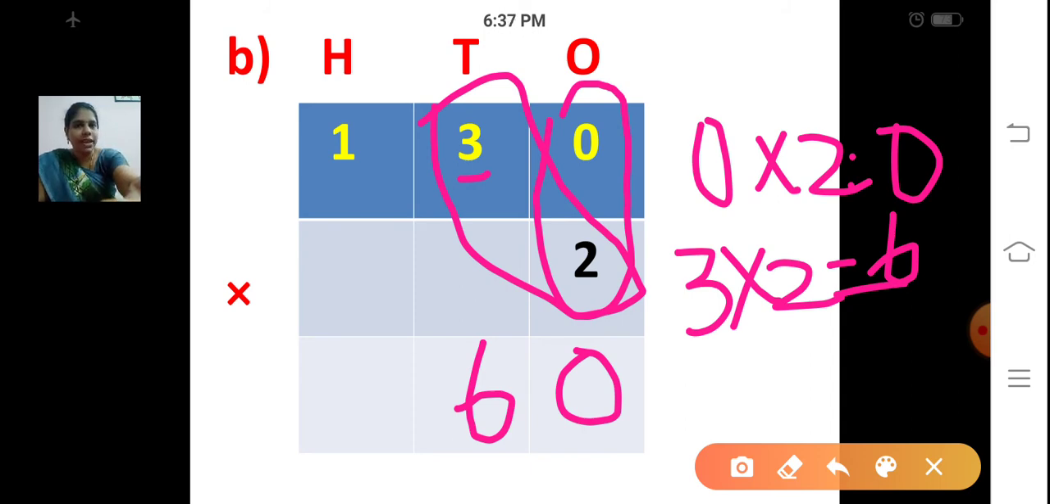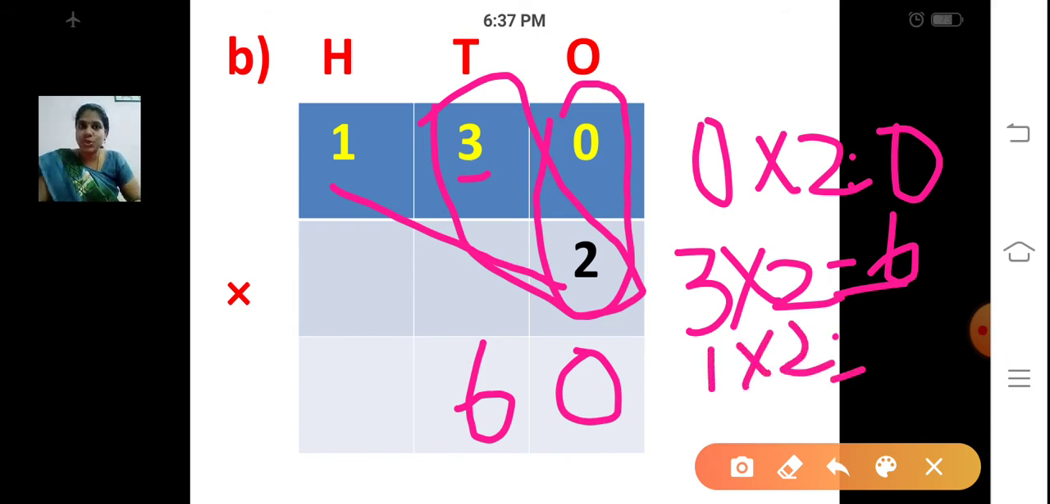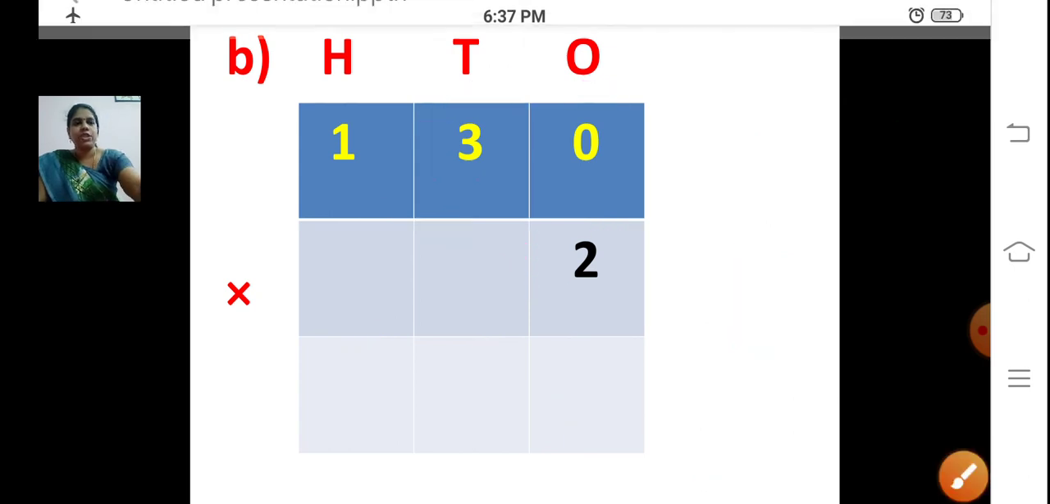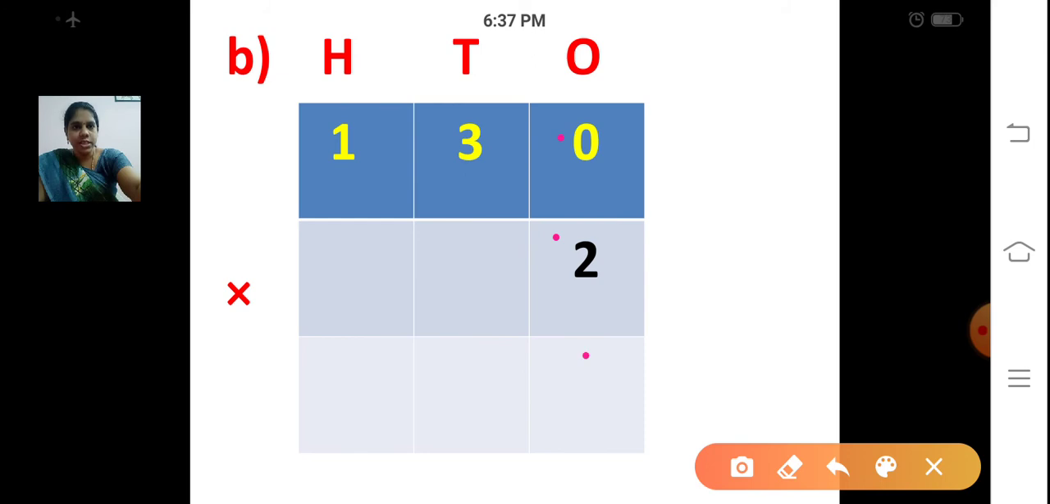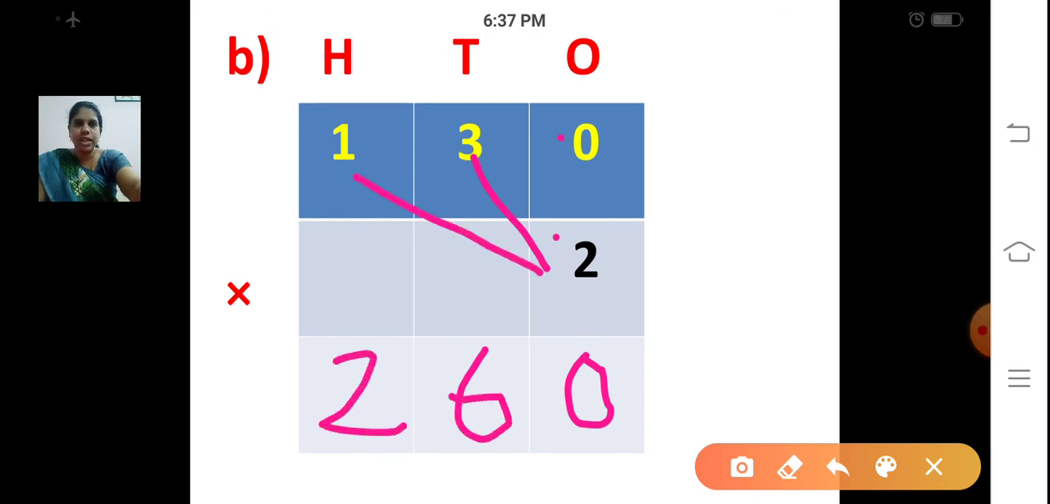We're going to multiply the digit at the hundreds place by 2. 1 into 2. 1 two is 2. So the answer is 260. So you know how to multiply, right? First step, 0 into 2, 0. Next step, 3 twos are 6. 1 two is 2. So the answer is 260.